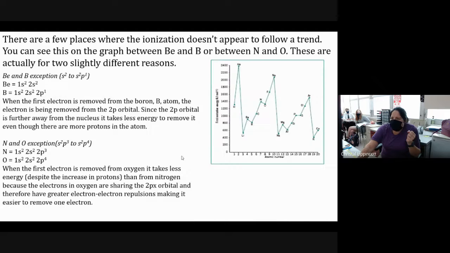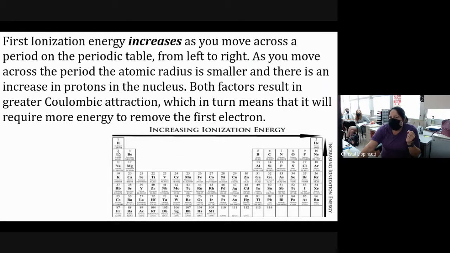Did I skip going down? No, we need to talk about going down. As we move down the periodic table, we're increasing what? Levels. So therefore, if we go back to our Coulomb's law, we're increasing the distance. The further the thing is away, the easier it is to pull.